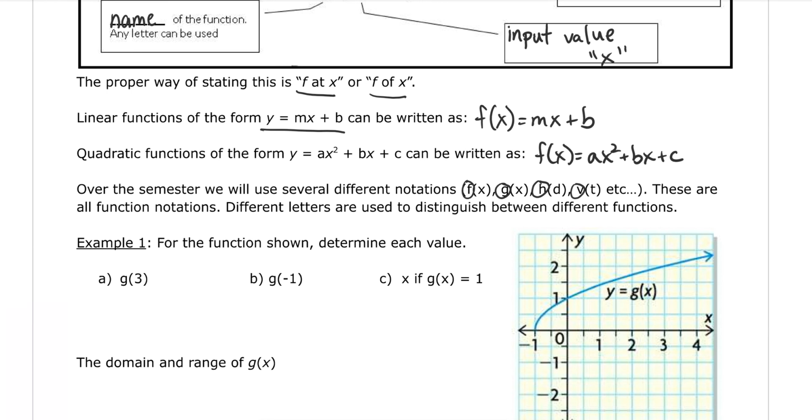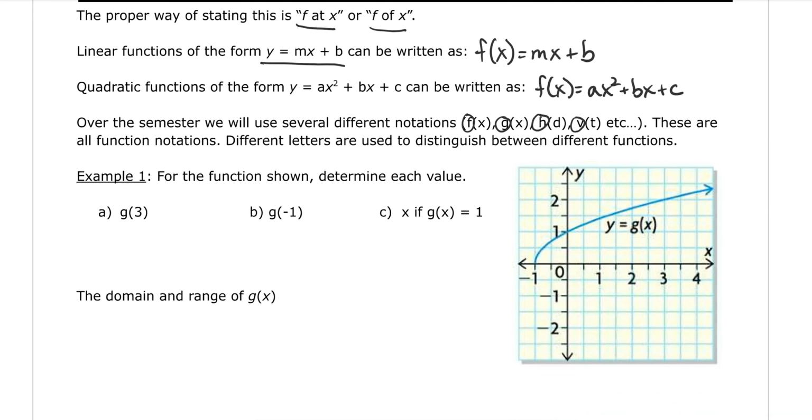So let's evaluate some functions. Example 1: let's determine each value. I have here the function g, and I'm asked to evaluate it with an input of 3. The graph on the right is your function g of x, so now you're replacing the y value with g of x. To evaluate g when x equals 3, I look for x equals 3 on the graph, identify the point, and figure out what the output is.